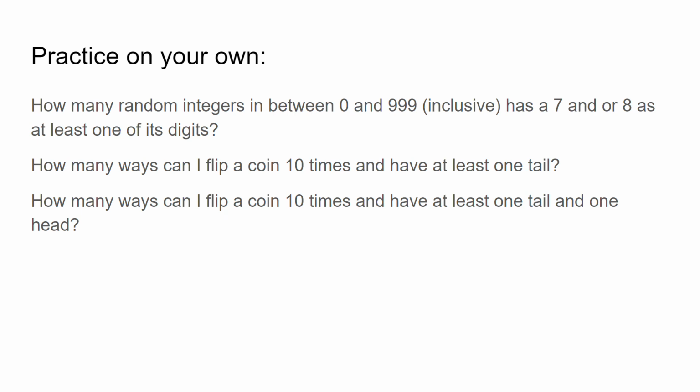And the second question is, how many ways can I flip a coin 10 times and have at least one tail? The third question is, how many ways can I flip a coin 10 times and have at least one tail and at least one head?